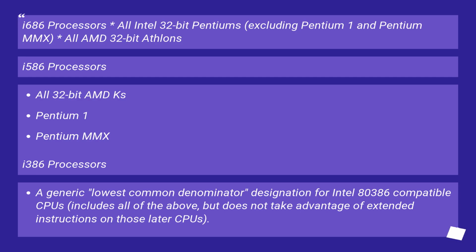i686 processors: all Intel 32-bit Pentiums, excluding Pentium 1 and Pentium MMX, and all AMD 32-bit Athlons. i586 processors: all 32-bit AMD Ks, Pentium 1, Pentium MMX. i386 processors: a generic lowest common denominator designation for Intel 80386 compatible CPUs. It includes all of the above, but does not take advantage of extended instructions on those later CPUs.